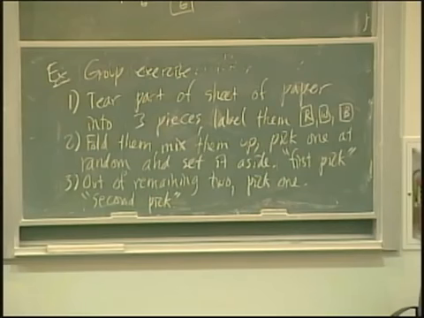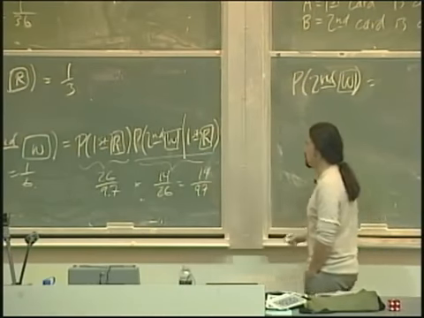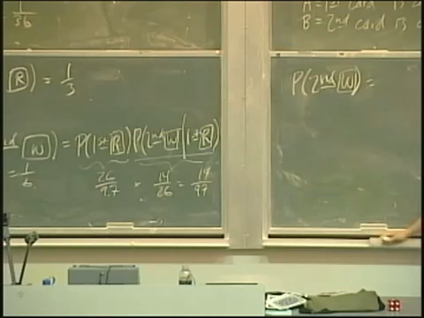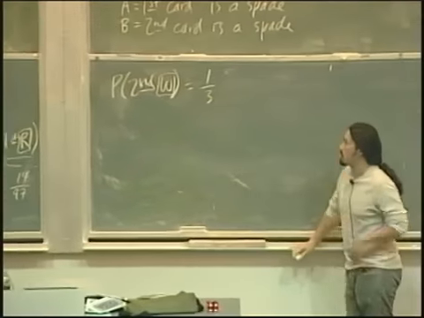So this is 1/2, right? Probably the second one's white, given that the first one's red, that's 1/2. Okay? One way I like, the answer to this one is 1/3. There are a couple ways I like to think about that.